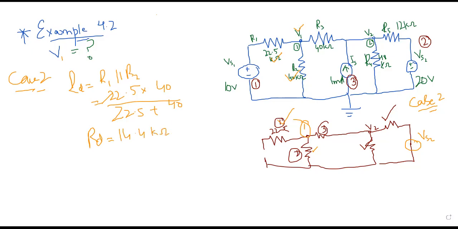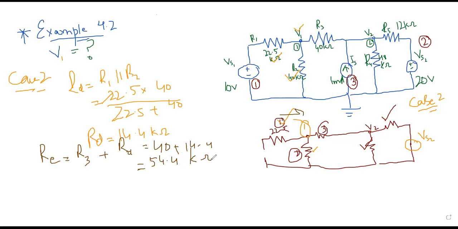Now this value is basically RD, and this will be in series, so this will be R3 plus RD, so I will take it as RE. RE will be R3 plus RD. What is the value of R3? R3 value is 40 and RD value is 14.4. So this will be equal to 54.4, sorry, 54.4 kilo ohm.